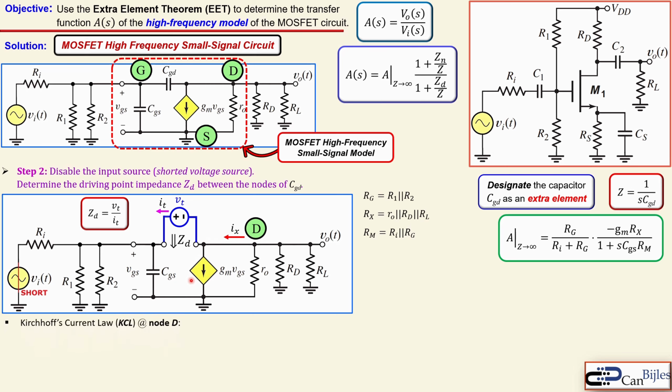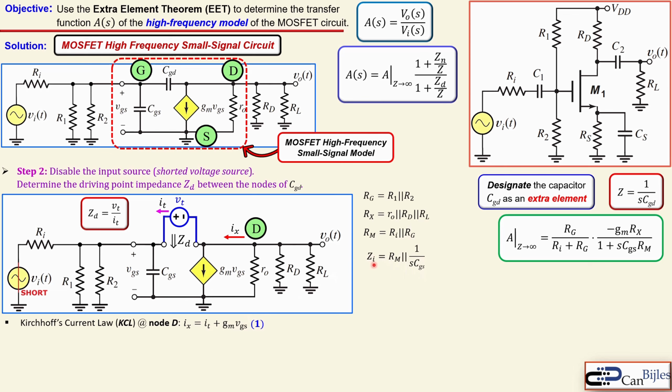And if I can now set up an equation at this node D. Now I can say this node D is also the same as that node D. So I can say the following: Ix is equal to IT plus GM VGS. That's what I can say. So this is also what I see here. And I can now call this equation number 1.